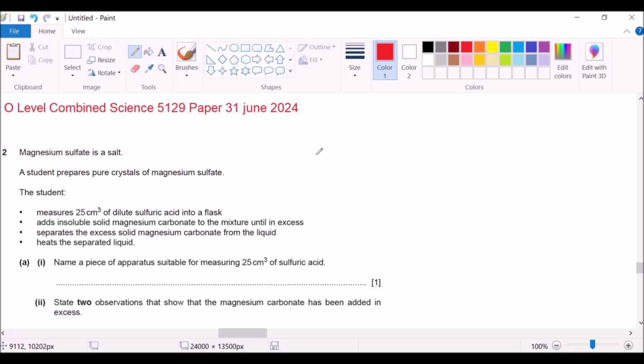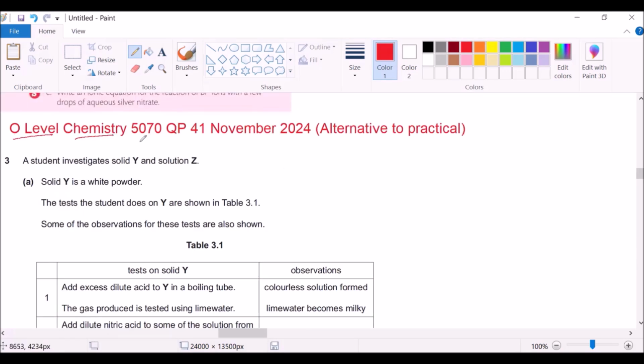Okay, now that we have done everything concerned with identification of ions and making salts by precipitation, let's look at past exam questions. Let's look at this question from O-level pure chemistry question paper 4, alternative to practical paper for November 2024. A student investigates solid Y and solution Z.